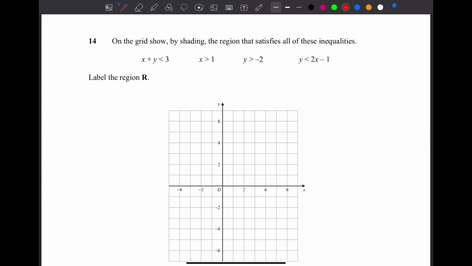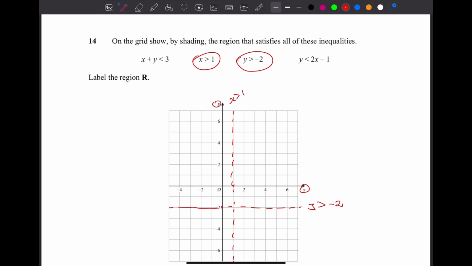Right, sketching these curves. Remember you have to sketch with dotted lines because it doesn't have an equal sign. So x is equal to 1. So 1 is here. X-axis 1. Okay. X is greater than 1. Next one, y is greater than minus 2. So y-axis is here, minus 2. Dotted line. Use a ruler.